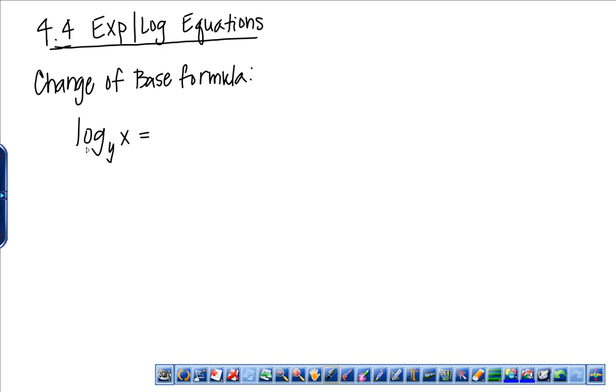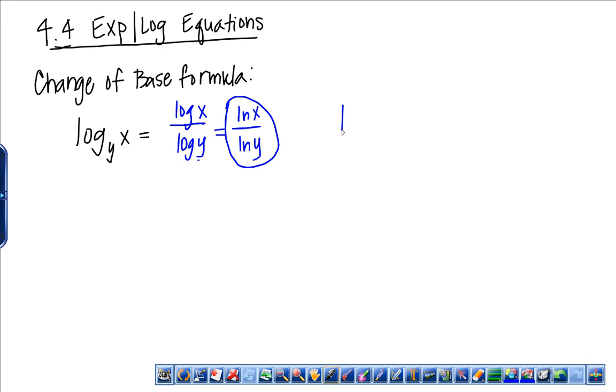It says when you have log base y of x, you can change it to log base x over log base y. And the reason that you do this is because your base is not the same. And here you change your base to be the same, and it would be base 10. If you change it to natural log, it would be natural log of x over natural log of y. And really, I prefer the natural log because that's what you're going to be using in your next year's class.